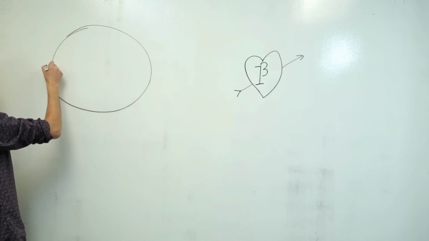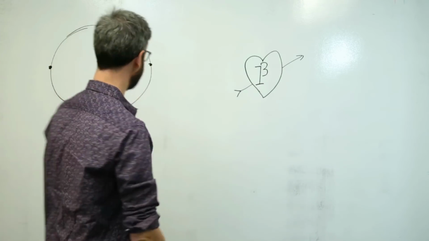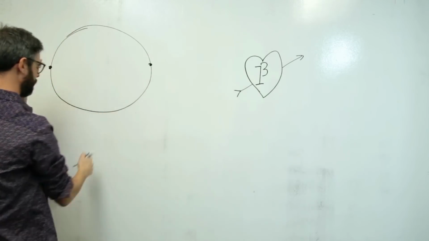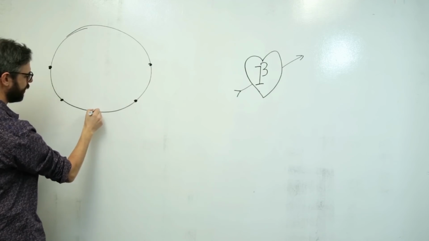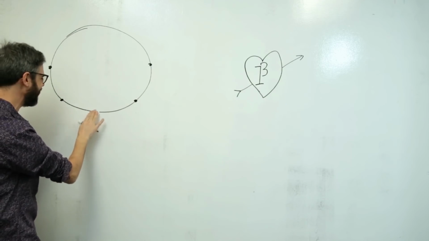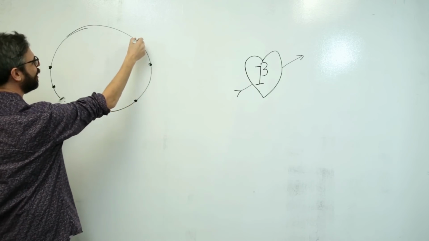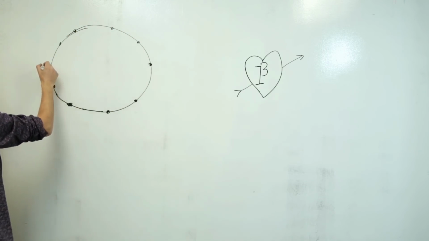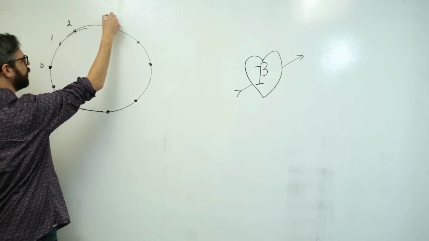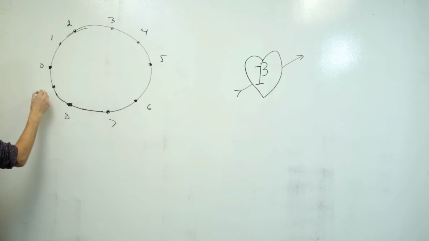I have one, I have two. Now I need eight more. So I need four along the top and four along the bottom. This is for me to get 10. So one, two, three. No, that's three. One, two, three, four. One, two, three, four. So now let me number them. Zero, one, two, three, four, five, six, seven, eight, nine.